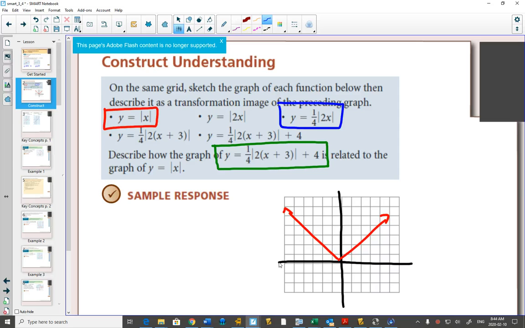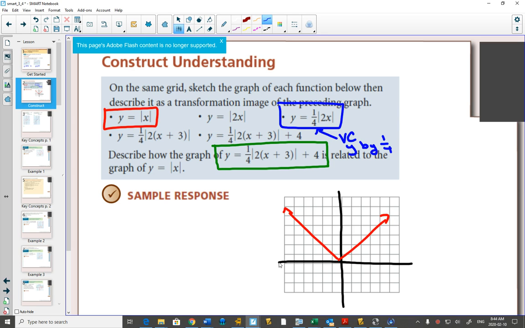So we have our absolute value graph. If I wanted to do this blue graph next, I would notice there's a 1/4 out in front of the equation. So I can label that 1/4. Can you see that that would be a vertical compression? You're going to multiply your y coordinates by 1/4.